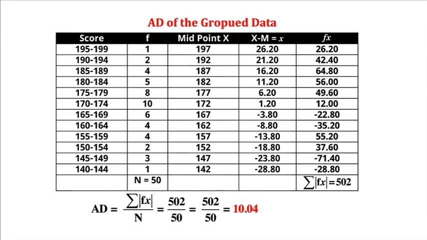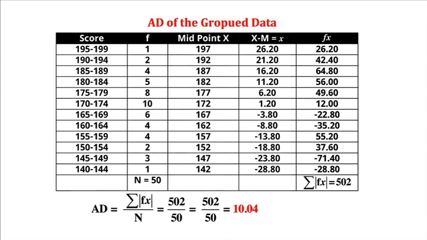Then we will find the mid value, because who will represent this data in a single unit? The mid value. 140 to 144: 140, 141, 142, 143, 144. The mid value is 142. So, first calculate the mid value of all the scores, then calculate the mean. Then you do X minus M is equal to small x. Subtract this X from the mean, it will be 26.2, 21.20, 16.20, 11.20. Like that, you will come to the value of the small x.